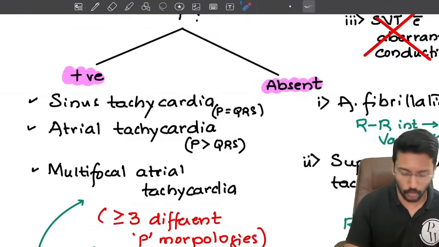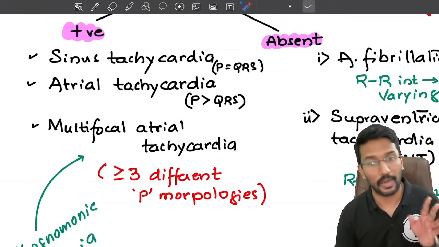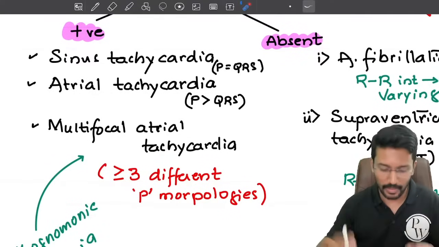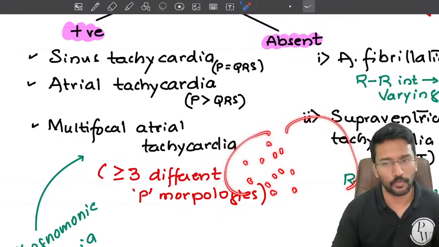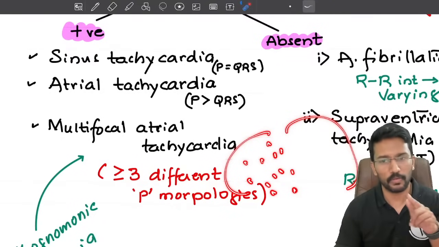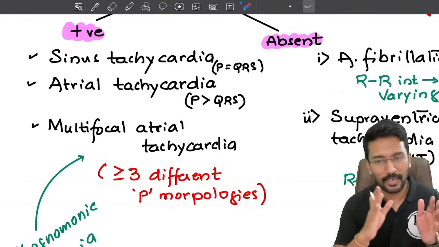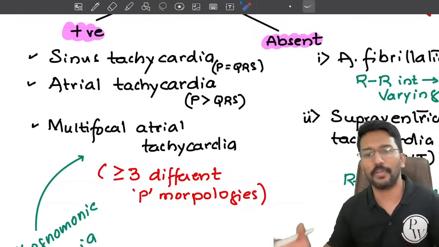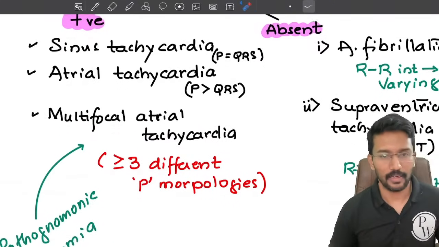More number of P waves, fewer QRSs, atrial tachycardia. And there is a variant of this atrial tachycardia called multifocal atrial tachycardia. See, it is there in the name. Multifocal means different areas of the atria are acting as a focus for initiation of the impulses. In that case, P waves will also look different. So if you have P waves which look different from each other, not all P waves the same looking, then you can call it multifocal atrial tachycardia.